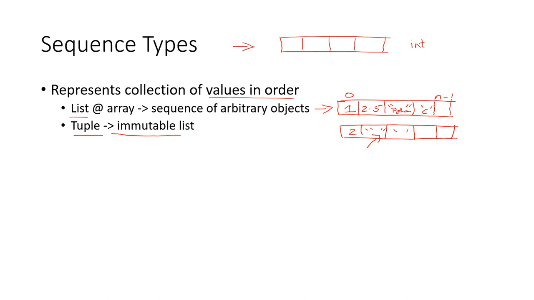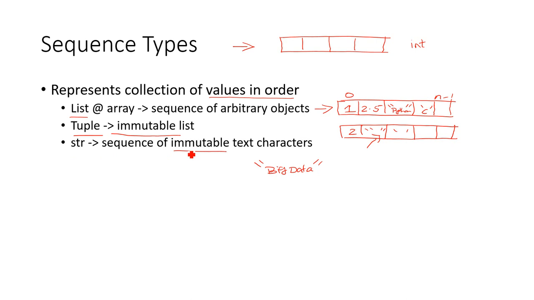The third one, which is most widely used, is nothing but a string. A string, as it is known in a normal way, is a collection of characters. Let's say big data is a collection of characters. In Python, a string is basically a sequence of immutable text characters. That's quite important: immutable characters.